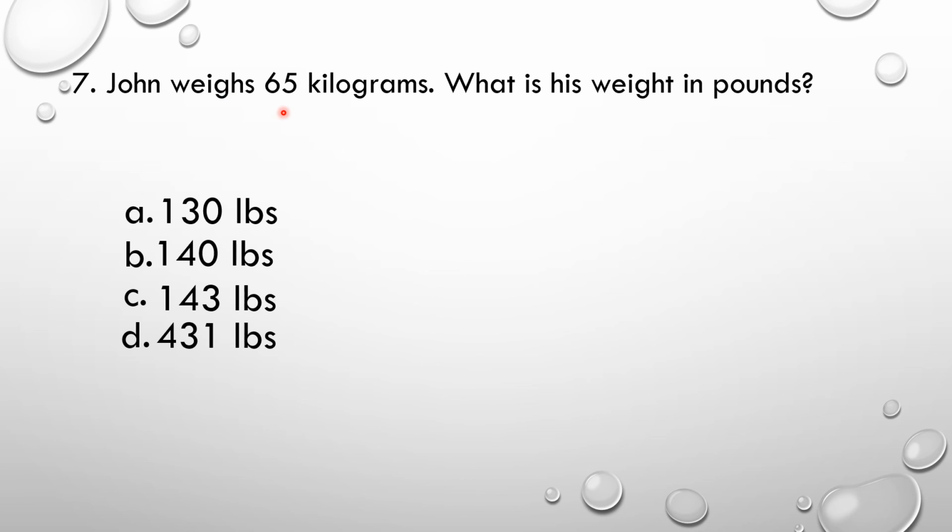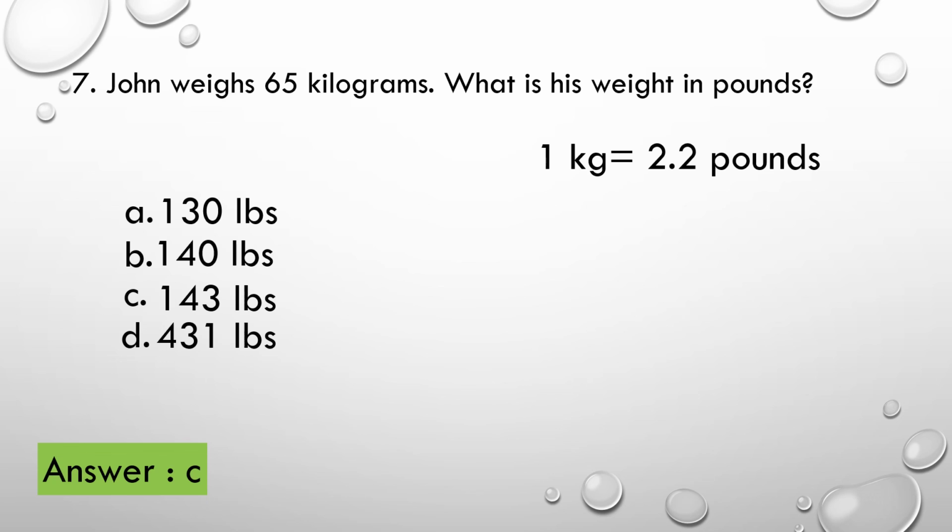Next, John weighs 65 kilograms. What is his weight in pounds? So now we need to apply our knowledge about converting kilograms to pounds. And we know that 1 kilogram is equal to 2.2 pounds. Approximate. Actually 2.205. Okay, let's say 2.2 pounds.